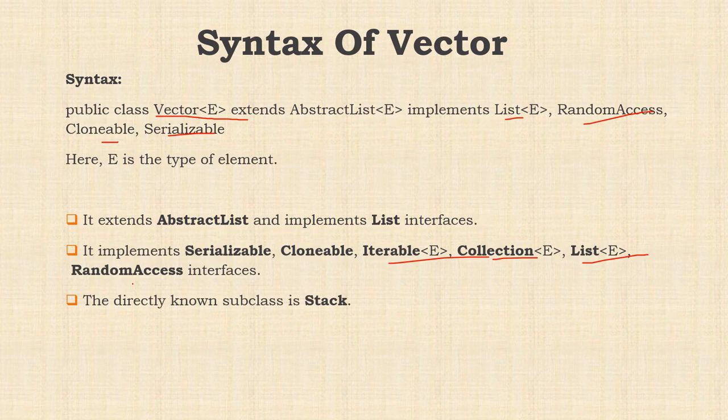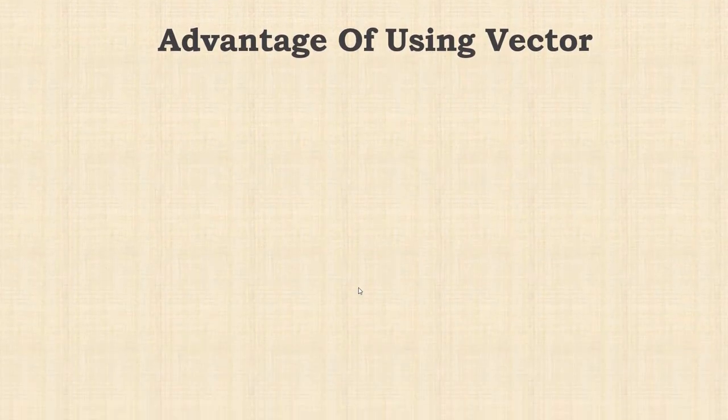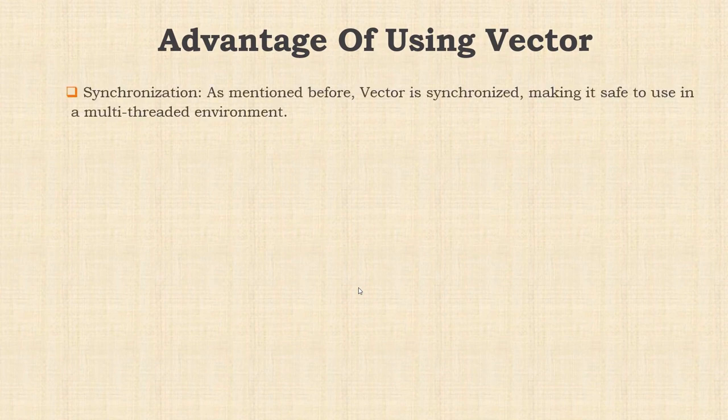The directly known subclass is Stack. Stack is a subclass of Vector, because Stack extends Vector. So this is the known subclass of Vector. Now we are going to see the advantages of using Vector. Synchronization: as mentioned before, Vector is synchronized, making it safe to use in a multi-threaded environment. If you want to use it inside a multi-threaded environment, then you can use Vector. This is also an advantage of Vector.